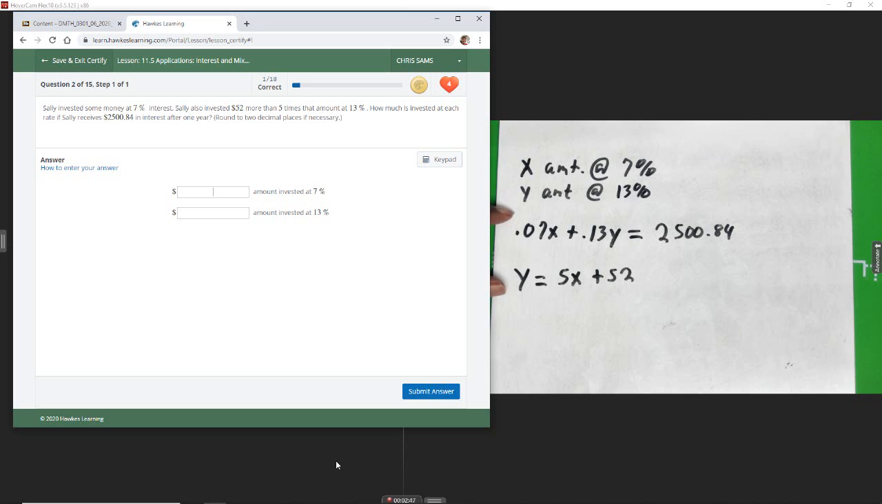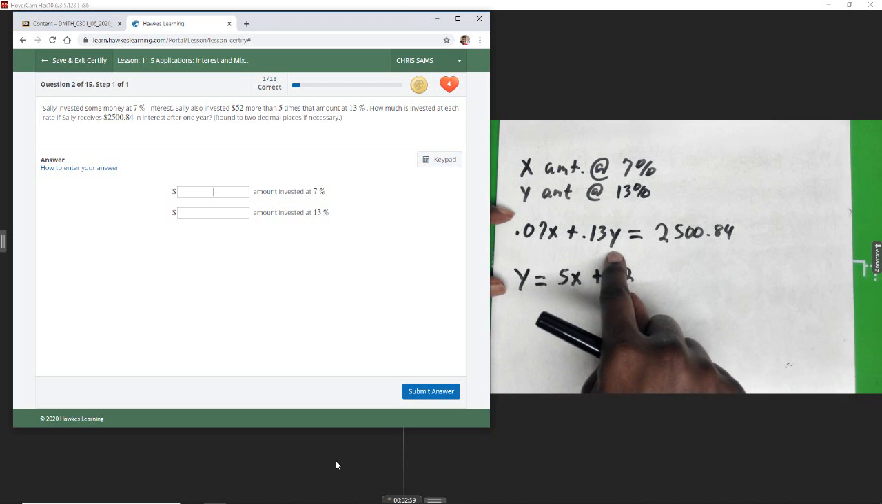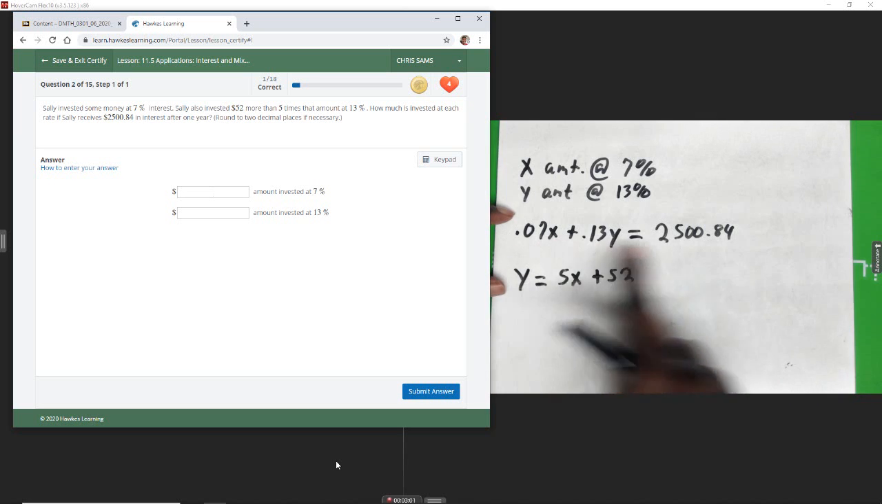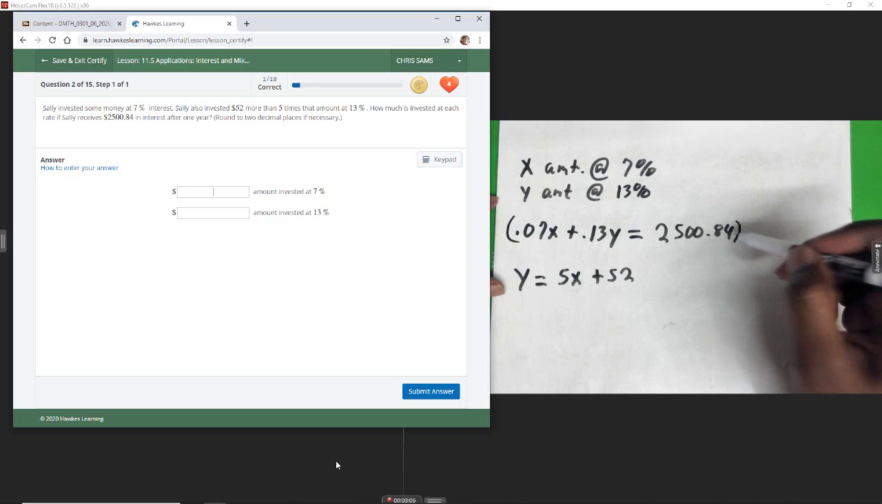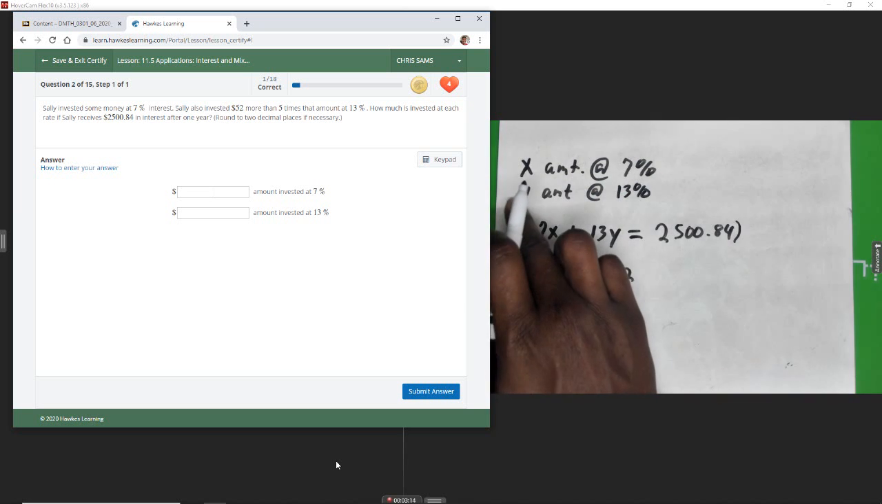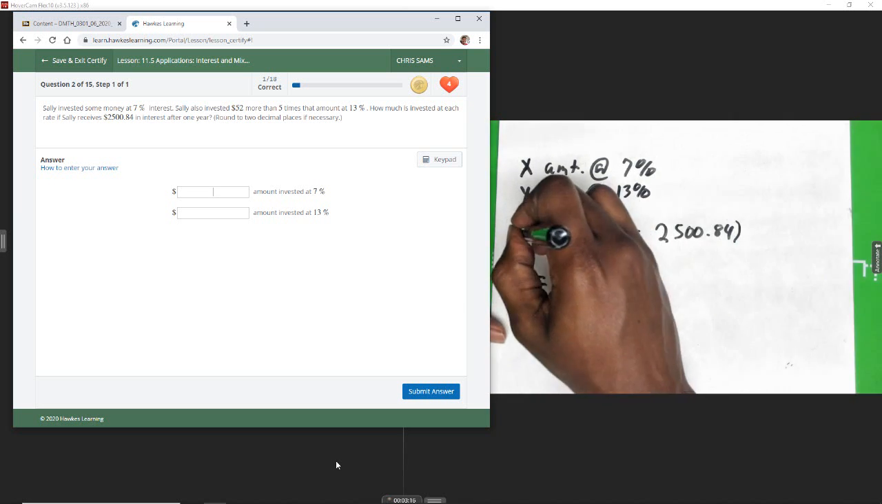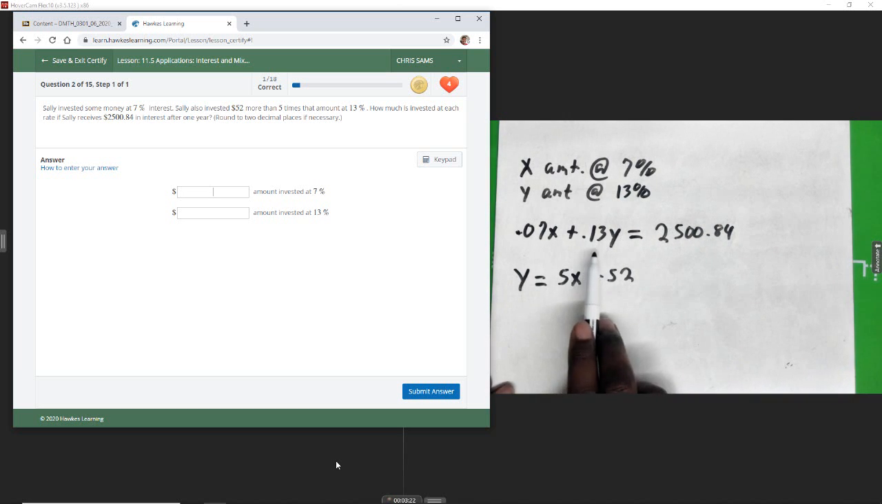With this setup, it's going to be better for us to use substitution, because we already have y equals. So we're going to substitute this in for y. However, before I do that, I want to make these whole numbers, so I could multiply this equation by 100. You don't have to, so let's just let the calculator work it out for us. So I'm going to substitute 5x plus 52 right here for y.